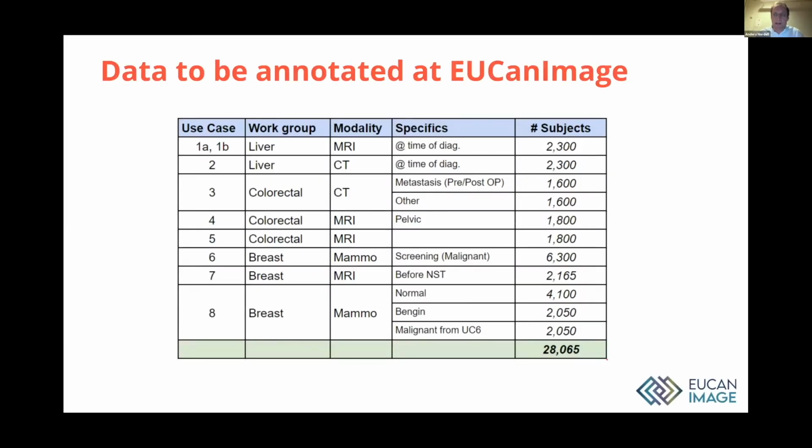So at EuCanImage, we're focusing on cancer imaging, primarily divided into 8 use cases across liver, colorectal, and breast cancer. In total, there's a massive amount of subjects committed to the project and to the repository, almost 30,000 subjects. So a big task.